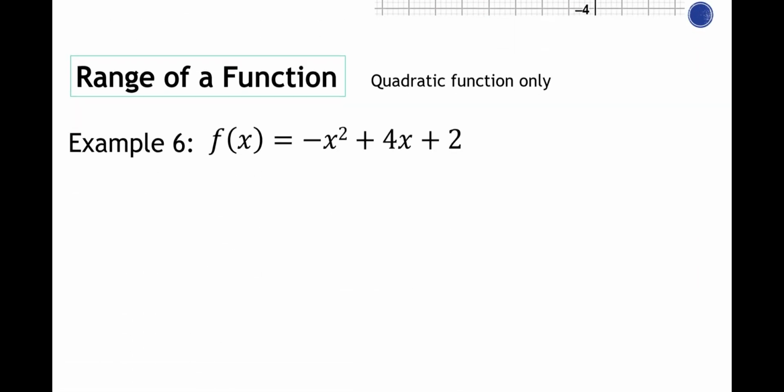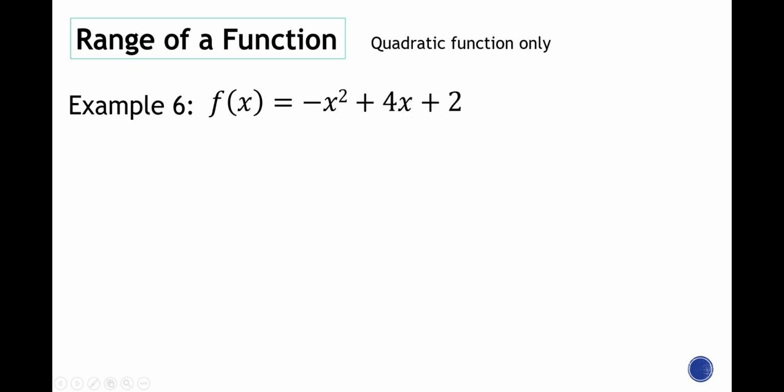Now, what if it's negative, like this one? Obviously this one opens downward. It starts with negative infinity up to what? So what's k? This is not in vertex form. What are we going to do? Well, there's a way to do that. The first thing we need to do is to find h. So h is negative b over 2a.